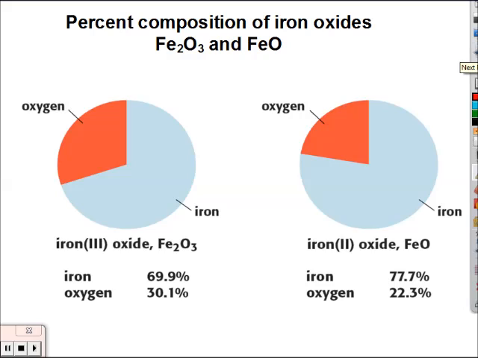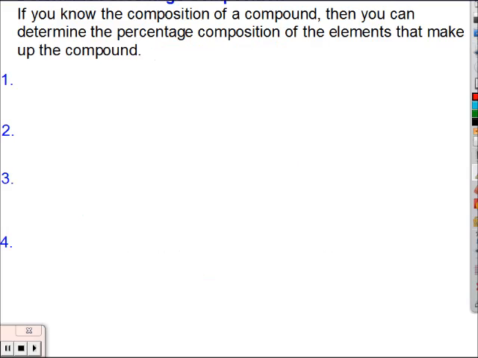You can see the percentage depends on the formula of the compound. For Fe2O3, oxygen and iron are in different percentages. In Fe2O3 we have almost 70% iron, and oxygen is 30%. For FeO, just iron oxide, iron 2 oxide, we have different percentages. Why? Because it's based on the amount of each substance in the compound.